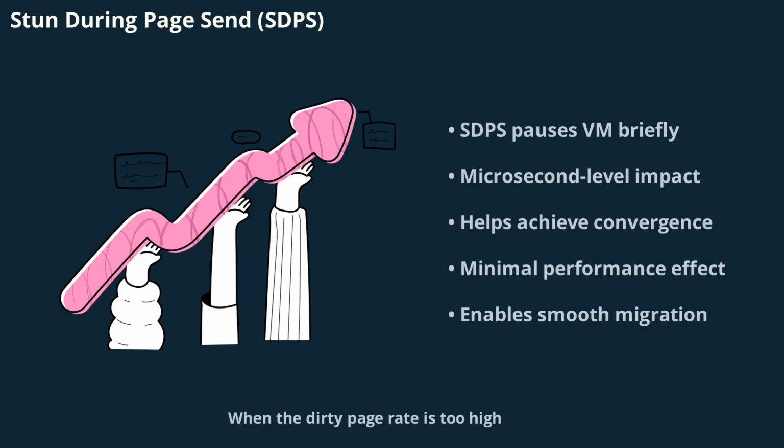When the dirty page rate is too high, SDPS instructs the VM kernel to briefly pause the VM's execution, giving the migration process a chance to catch up. These pauses are extremely short, measured in microseconds, so the impact on workload performance is minimal. By using SDPS, vMotion can achieve memory pre-copy convergence even in demanding environments, ensuring that migrations complete smoothly and efficiently.